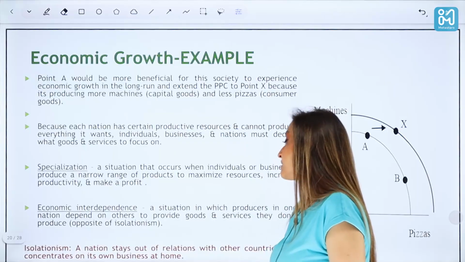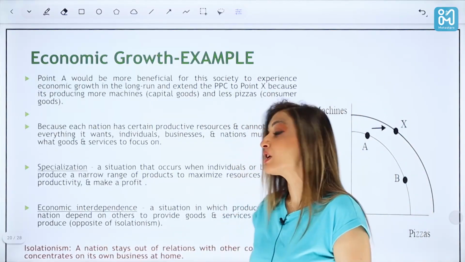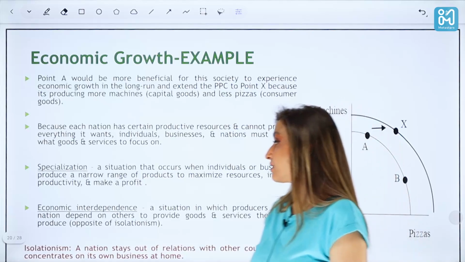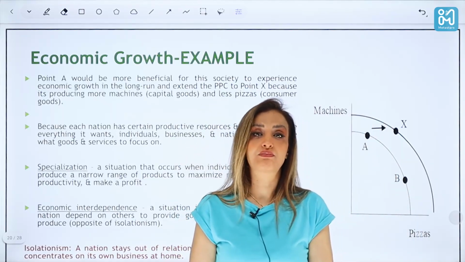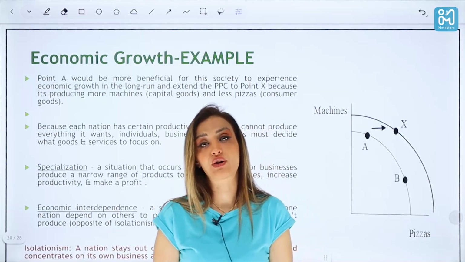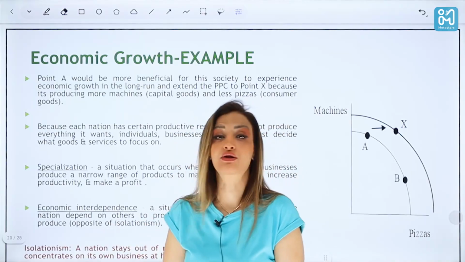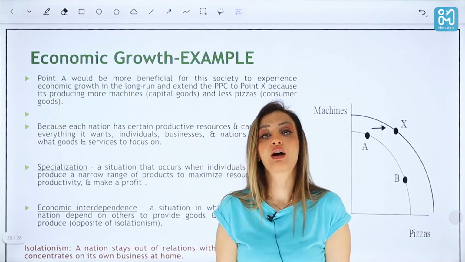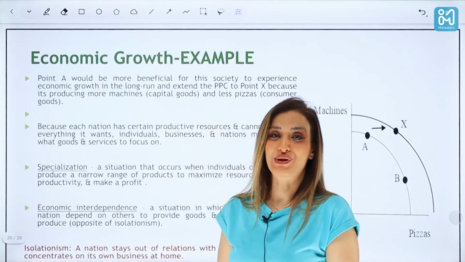Economic interdependence, a situation in which producers in one nation depend on others to provide goods and services they don't produce. Yes, we are depending on other countries, we are importing from other countries. We call it economic interdependence because we're depending on other countries instead of producing those products.